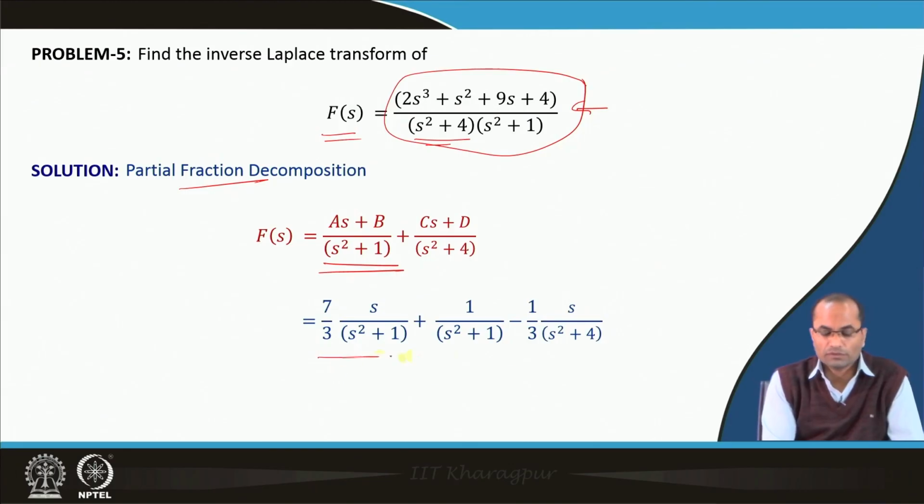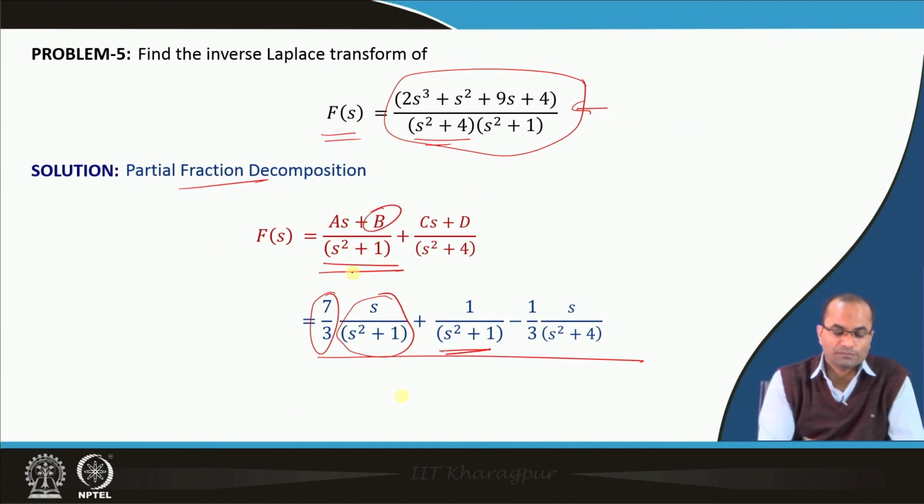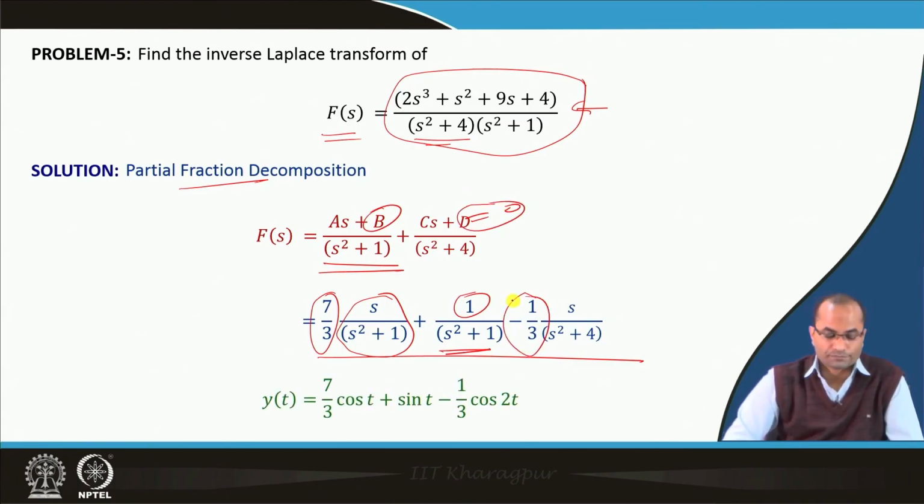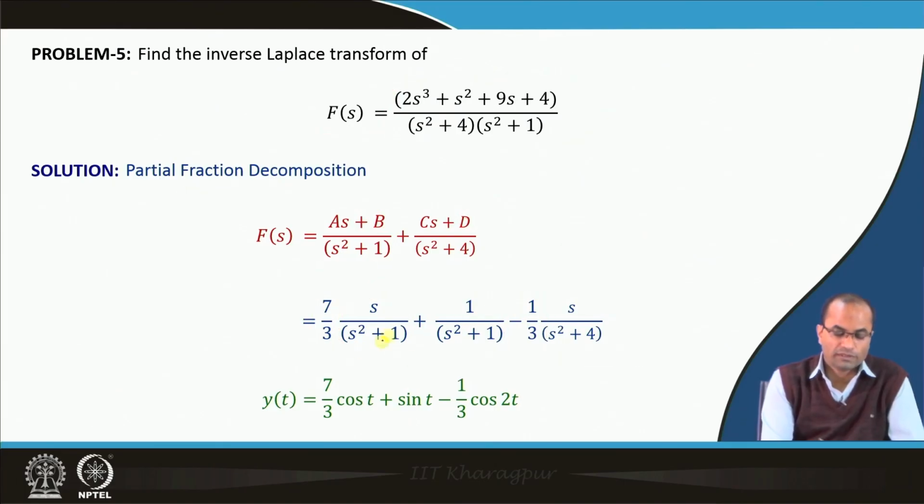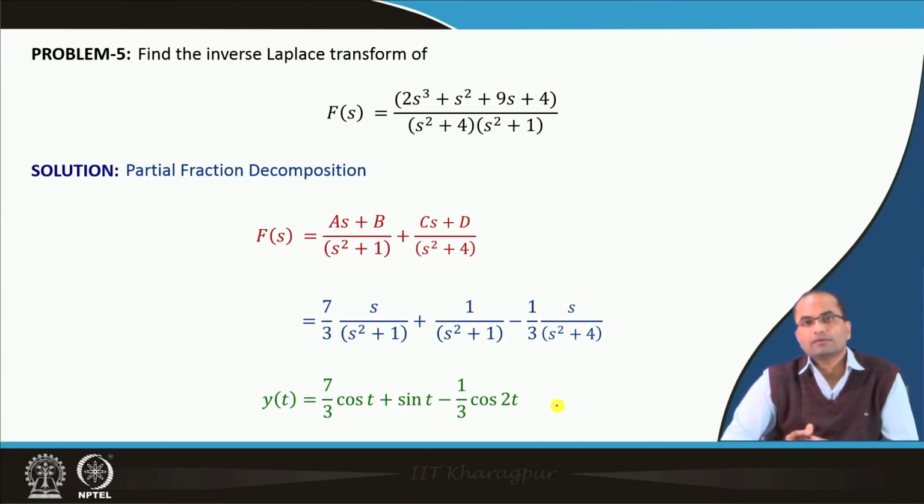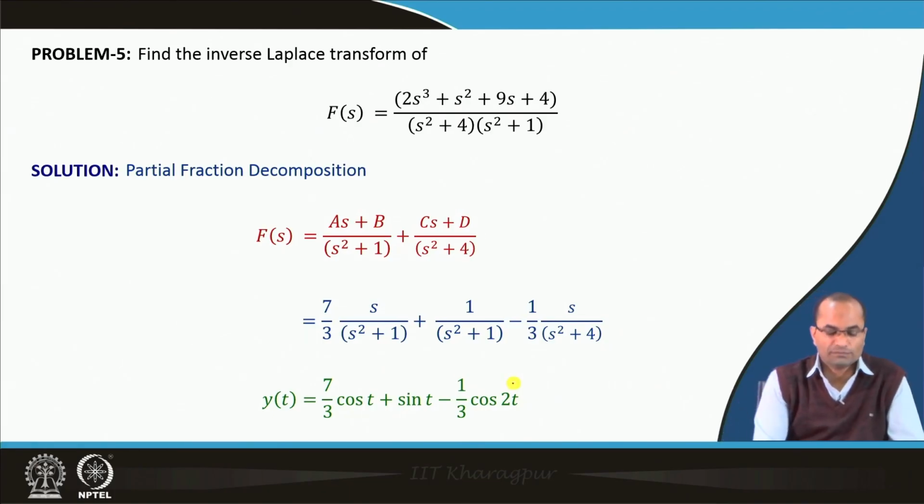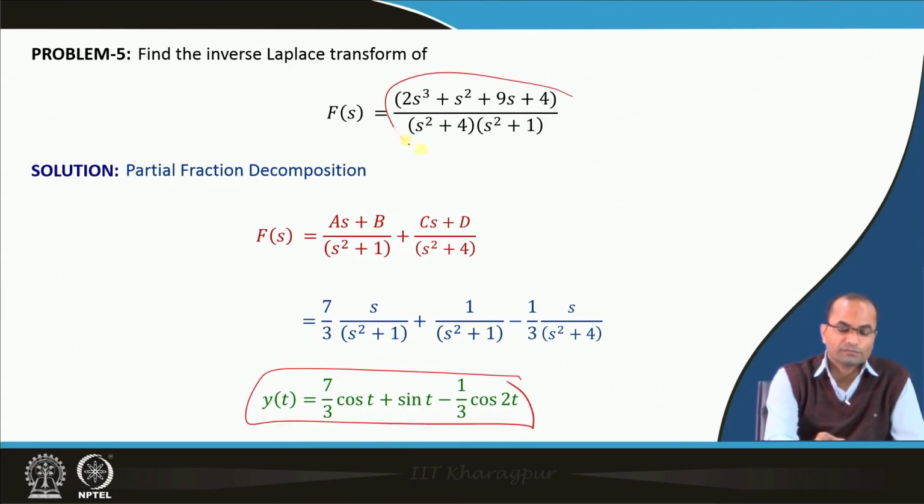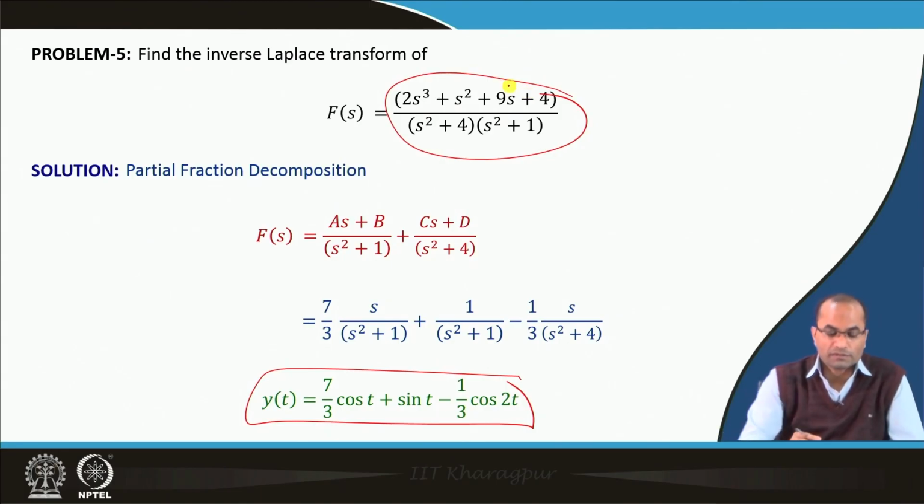After doing the partial fractions, it comes out that 7/3 is with S over (S² + 1), and then 1 over (S² + 1) for B, that is, B is 1, and D comes to be 0 and C comes as −1/3. Then we can go for the inverse transform, because this is for cos t, this is for sin t, and then here we have cos 2t.